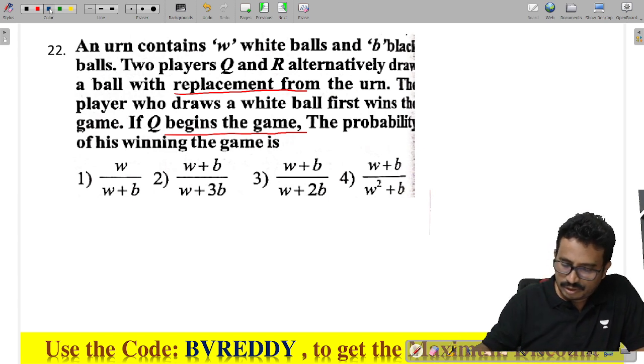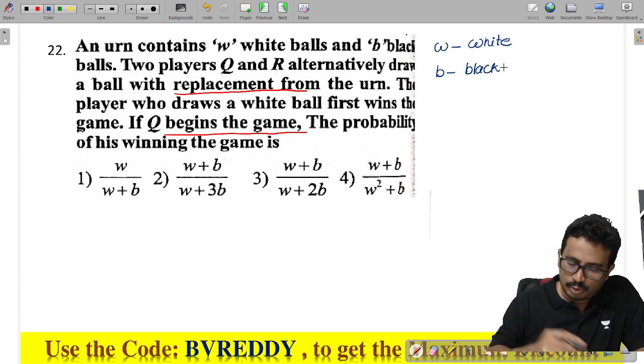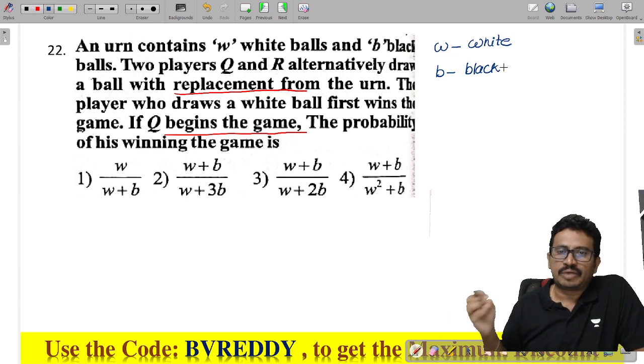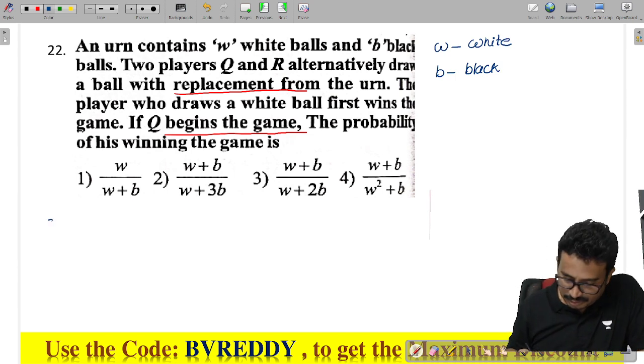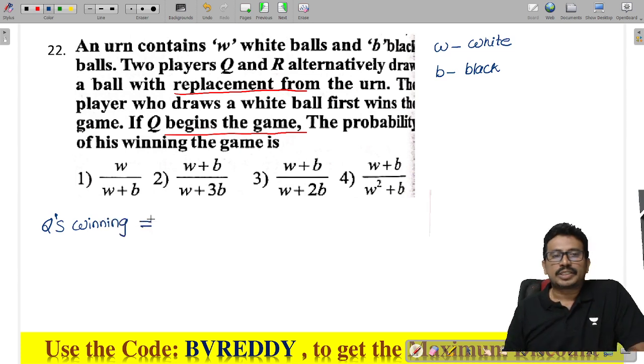Right. So here they have given that a box contains W white balls and B black balls. Two players Q and R alternately pick balls one by one. I want to know who wins. I want the winning of Q. Now let us talk about Q's winning. That means in this case we should focus on Q always being the winner. So let us say who started the game first.